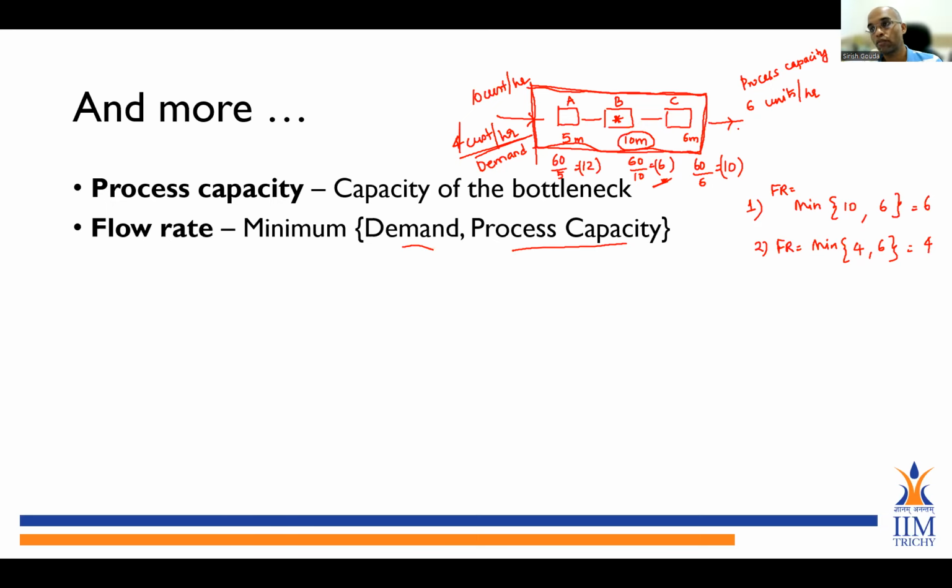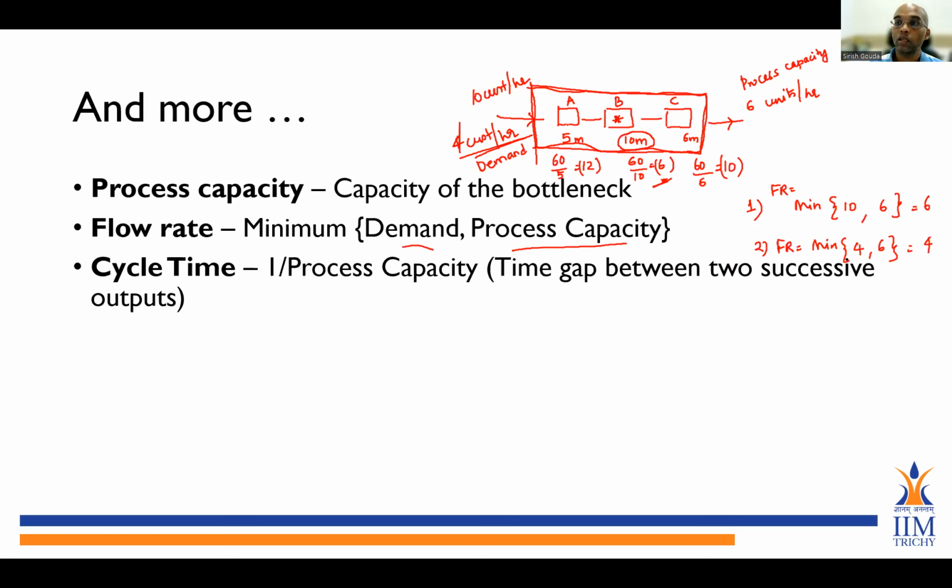So just because you found out that there is a bottleneck in a system does not necessarily mean that you can get the answer to the output, that is, the flow rate that is coming out. You also need to understand what the demand is that is coming in. That is what this flow rate is telling us, right?